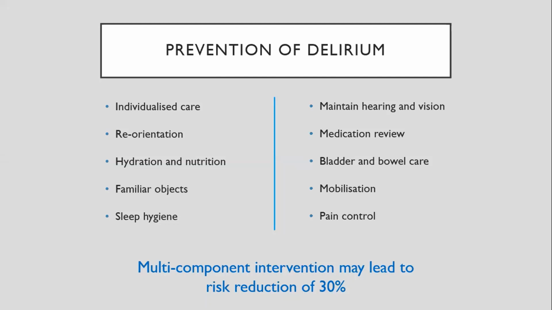And actually, the most important thing to state is that you often need to do multiple of these things, but it can lead to a risk reduction of up to 30%, from a Cochrane review in 2016. So it's really important, just like we think about multiple causes for confusion and delirium, there are multiple ways to manage this.